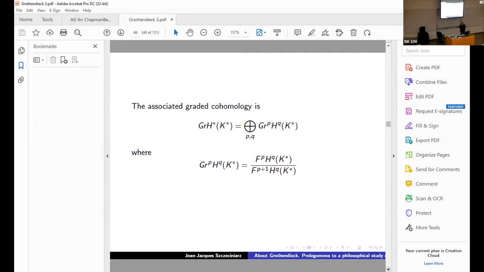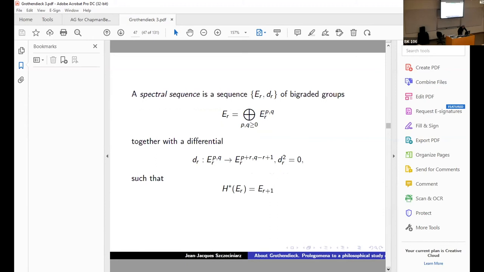The associated graded cohomology is gr H*(K), or the sum of gr^p H^q(K), where gr^p H^q(K) is F^p H^q(K) over F^(p+1) H^q(K). So the spectral sequence is a sequence E_r, d_r of graded groups, E_r^{p,q}, together with a differential.